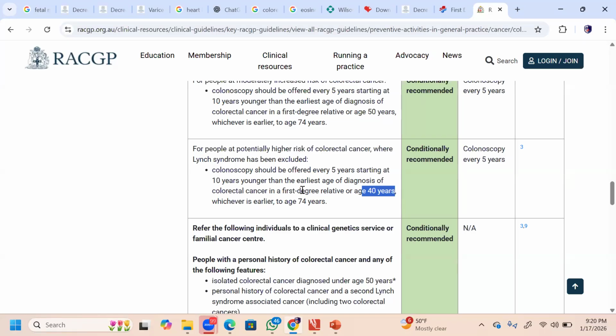For example, if the relative was diagnosed at the age of 35, you have to start colonoscopy at 25. Or the same, if the relative was diagnosed at 45, you have to start 10 years earlier, at 35. And colonoscopy every 5 years.